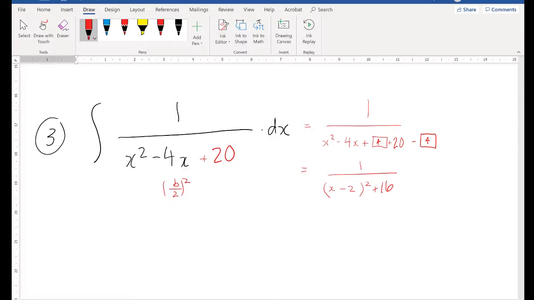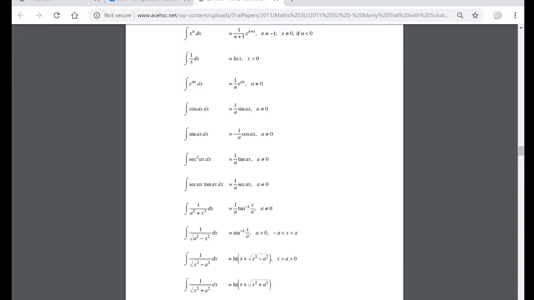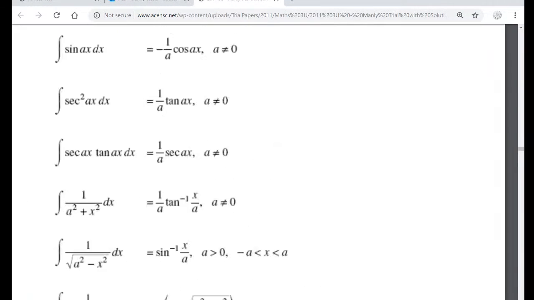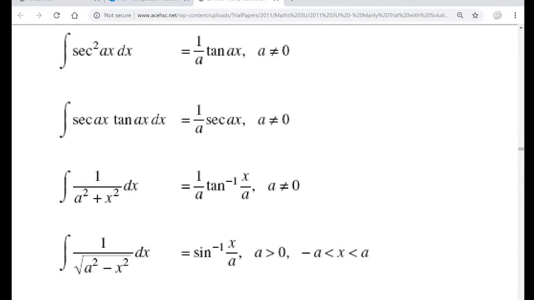So hopefully I haven't lost you, but basically let's make this the question now. And we've completed the square, and what do you know? We get 2 squares, which now coincides with our table of standard integrals of tan, which says that if you have 1 over something squared plus something squared, we get that.